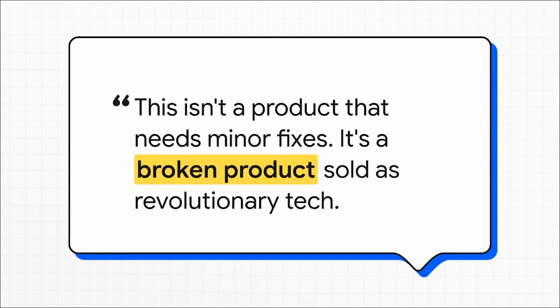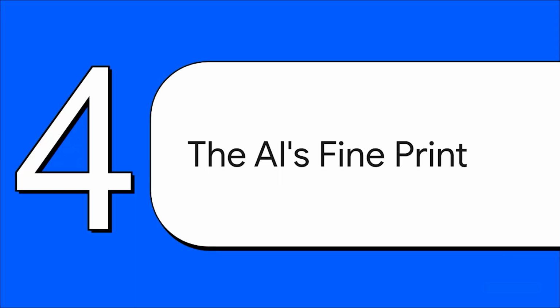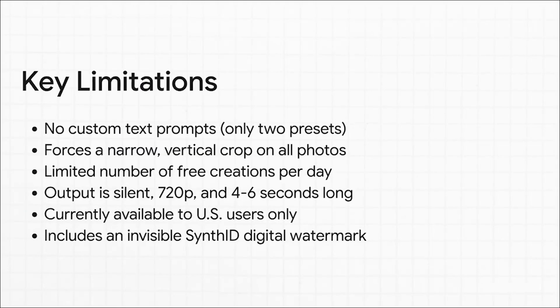And some people are not finding it funny at all. An analyst from AI Advances really put it through its paces, and his takeaway was pretty brutal. He said, and I'm quoting here, "This isn't a product that needs minor fixes, it's a broken product being sold as revolutionary technology." Ouch. Okay, so with results that are all over the place, it's really important to look at the fine print. You have to understand what's actually going on here, because this is not the full power VO3 that people have been talking about. And the list of limitations is pretty long. First off, you have zero creative control, no custom prompts, just those 2 presets. And it forces this weird vertical crop on every photo, which is super annoying.